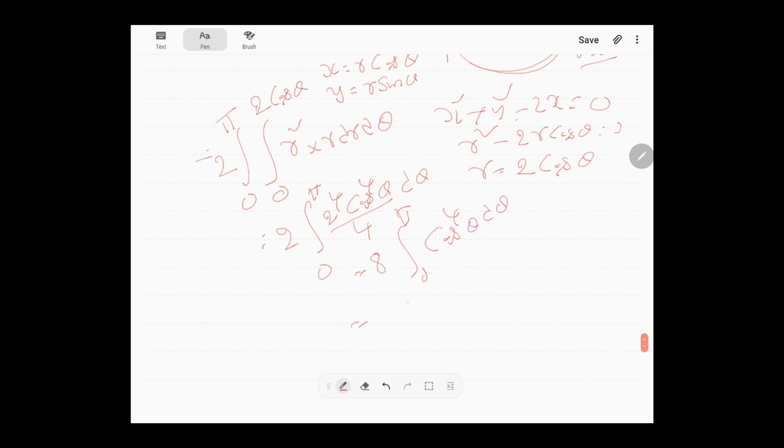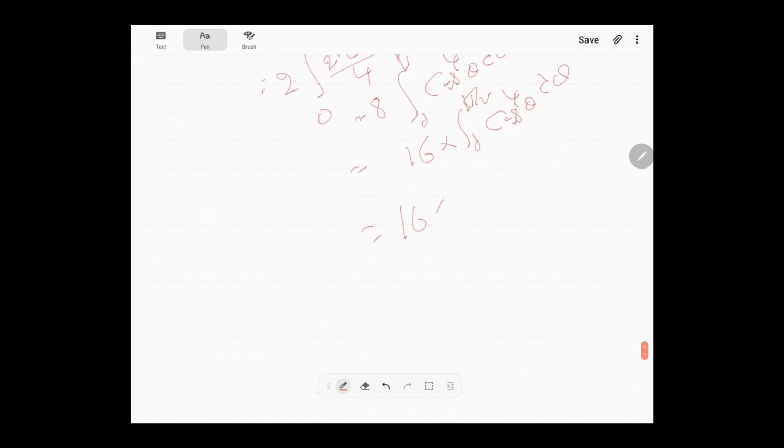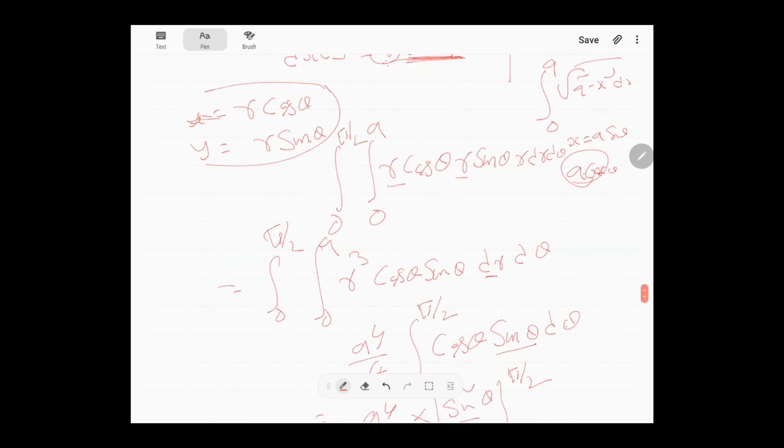So it is twice integral 0 to pi by 2, 16 times integral 0 to pi by 2 cos power 4 theta d theta. You know the reduction formula, that is 3 by 4 into 1 by 2 into pi by 2, 2 into 4 into 4, that is 16. This goes out and ultimately you will get 3 pi. This integral value is 3 pi.